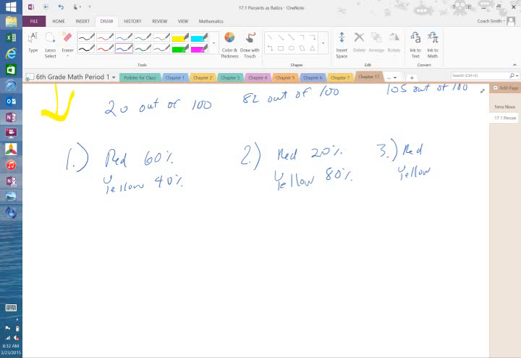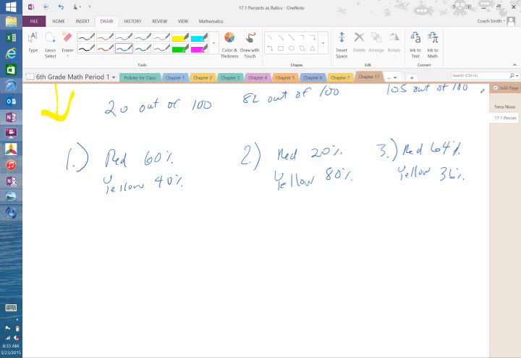So how many red are there? What is the percent of red? Noah. 60? No, not 60. You're real close, but it's not 60. Brandon. 64? Yes, 64%. So how many yellow is there then? 36%. Okay, because we're just subtracting 100 minus the red or 100 minus the yellow, and that gives us the other one. All right, let's look at number 4.